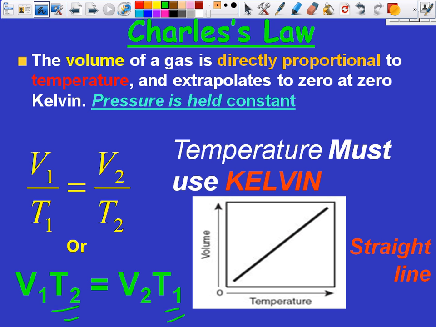Well, let's talk about it. You need to know that your volume is directly proportional to your temperature. Well, think about that. We know that if you heat them up, you speed them up. Well, let's think about a balloon.